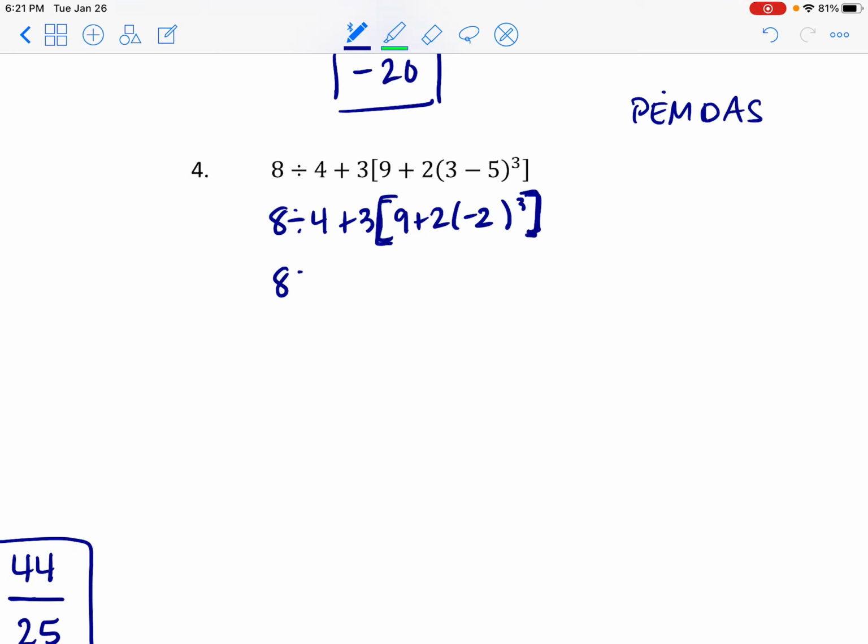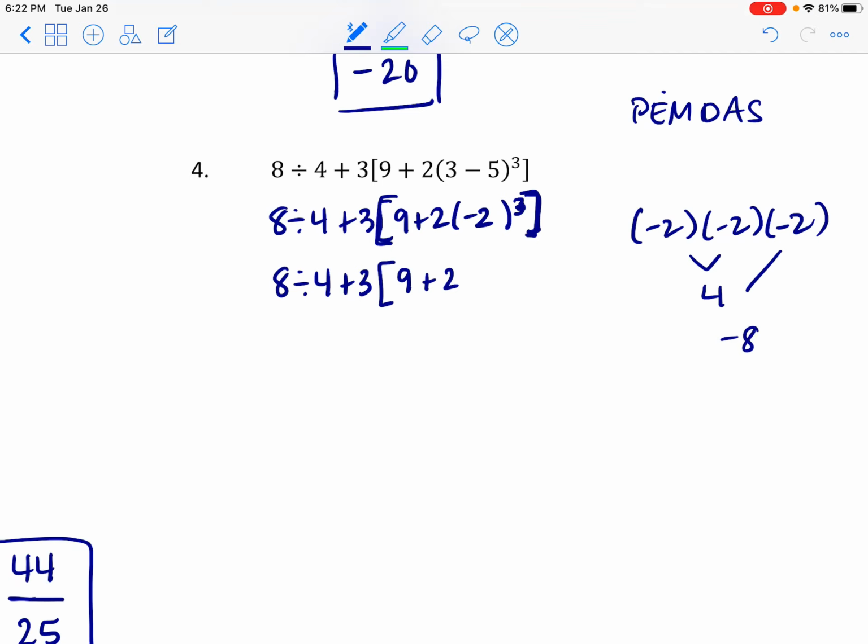So I'm going to bring down all of this stuff that I'm not going to mess with yet. This is going to be 9 plus 2 times, well, this negative 2 has to be cubed. So negative 2 times negative 2 times, this is why we use parentheses and not multiply dots. Negative 2 times negative 2 times negative 2. That's going to be 4. 4 times negative 2 makes a negative 8.